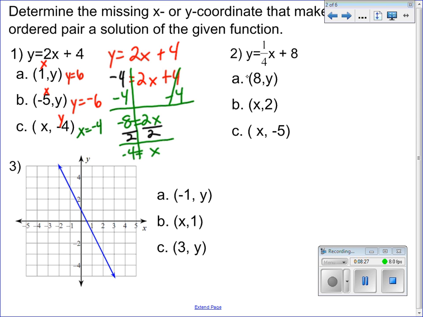Okay, I'm going to skip question number 2 because I'd like you to do that on your own. Take what we just did over here in question number 1 and apply it to question number 2. But I would like to come down and do a couple with question number 3.